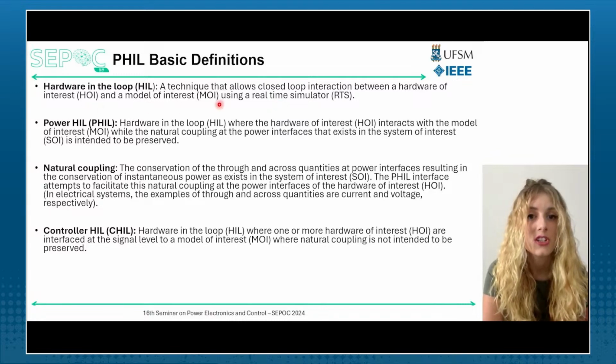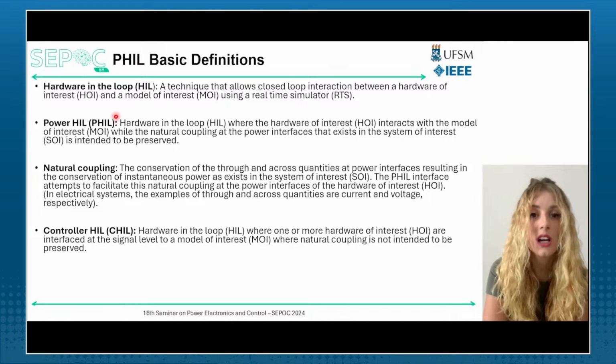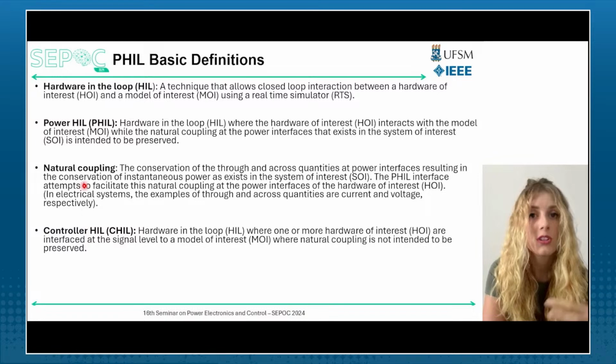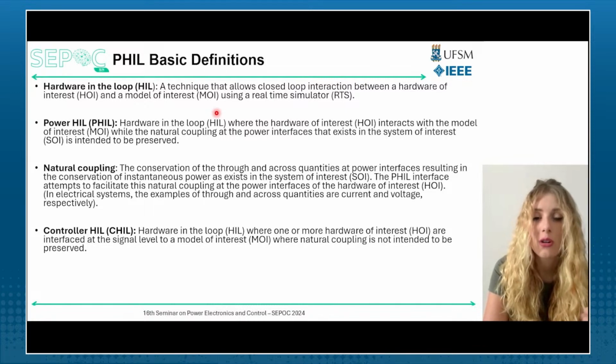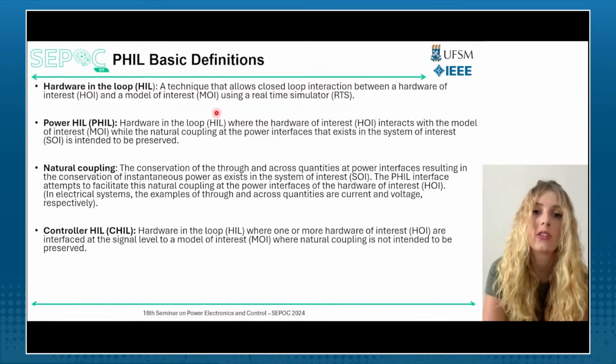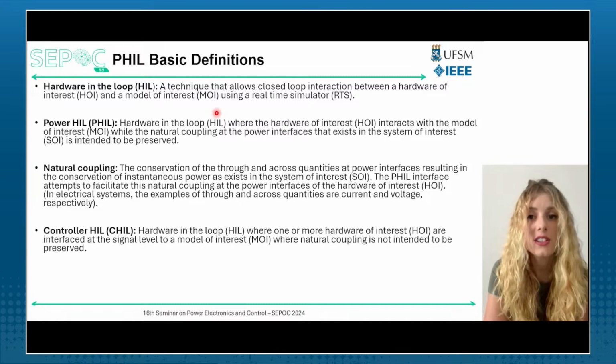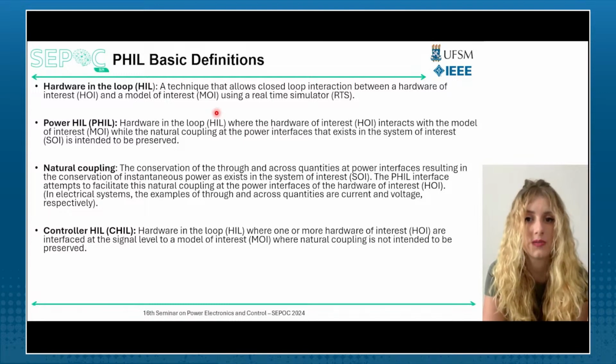As I just mentioned, here is a technique that allows interactions, and there are two types of interactions that we can have. Power hardware in the loop and control hardware in the loop. Both do closed loop interactions between hardware of interest and model of interest, but in a slightly different way. In power hardware in the loop, we have hardware of interest and model of interest, but natural couplings and the power interfaces that exist in the system of interest are intended to be preserved.